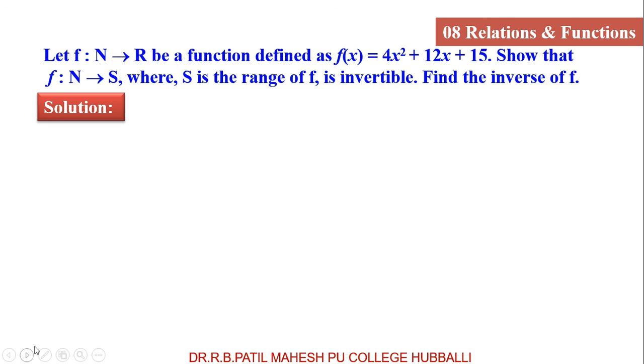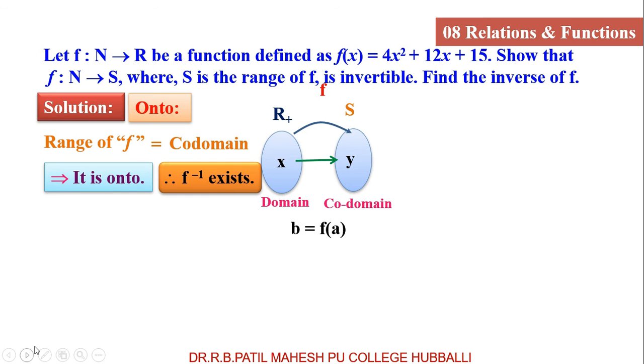Then we'll go for the onto function. The range of the function is equal to the codomain. How did I get to know that the range of the function is equal to the codomain? Here you can see S is the codomain and here S is the range. It means that the range of the function is equal to the codomain, therefore the function is onto.